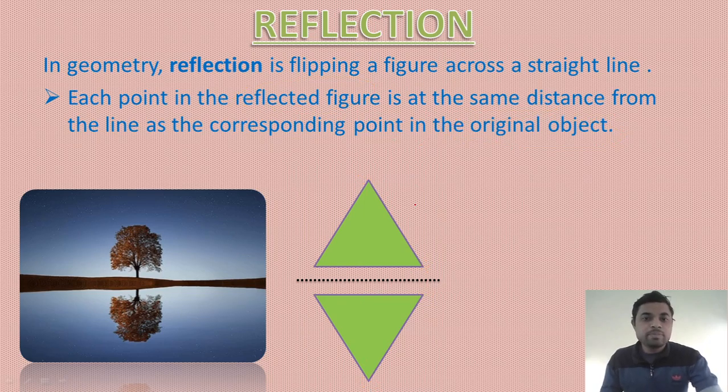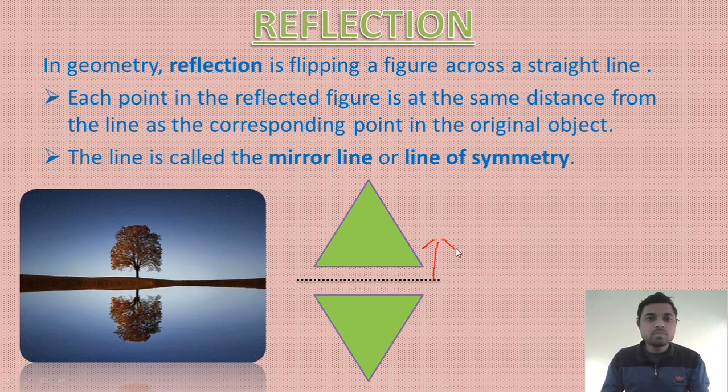Is it clear? Now here, just see this line. This line has a name. What is this? This is called the mirror line or line of symmetry, the middle line or line of symmetry. Is it clear?